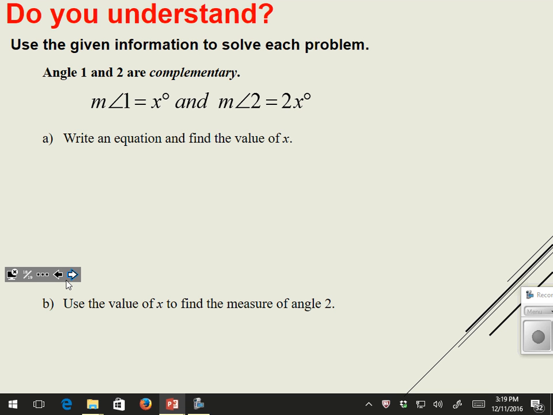So for the next and last slide, this is what it says. Do you understand? Use the given information to solve each problem. Angle 1 and 2 are complementary. What do we know about complementary angles? They add up to 90 degrees.